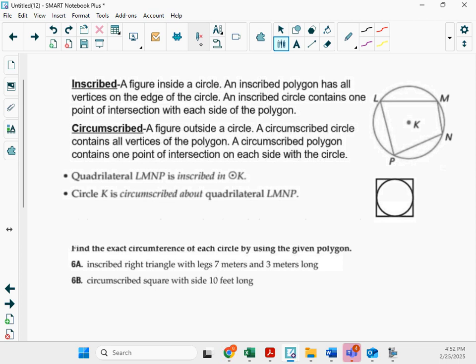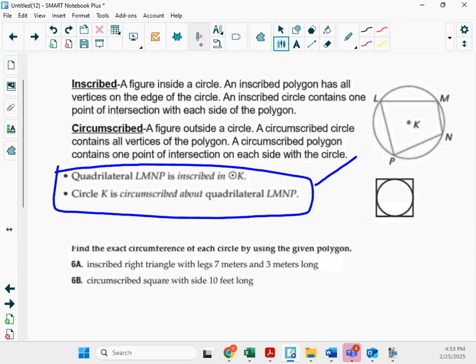Sometimes we'll see these definitions a little bit reversed. So we could say quadrilateral LMNP is inscribed, and circle K, the outside figure, circle K is circumscribed. So you kind of see the 2 ways right here. These are the 2 ways I could describe that figure. I could either say the quadrilateral is inscribed in circle K, or that circle K is circumscribed about. When I say about, that means outside the quadrilateral.